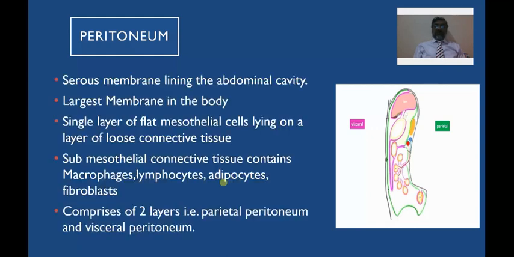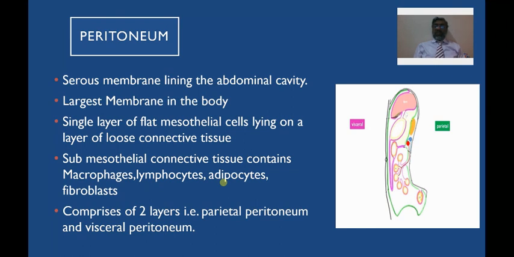What is peritoneum? Peritoneum is a serous membrane lining the abdominal cavity. It is the largest membrane in the body, which has a single layer of flat mesothelial cells lying on a layer of loose connective tissue. This submesothelial connective tissue contains macrophages, lymphocytes, adipocytes, fibroblasts.